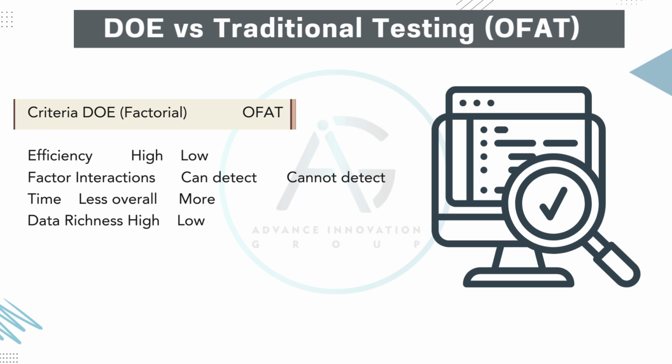Lastly, data richness is another major advantage of DOE. It provides highly detailed, comprehensive data, while OFAT gives limited insight due to its narrow scope. In short, DOE offers more value, deeper insights, and greater efficiency, making it the preferred choice in Six Sigma and modern process improvement.